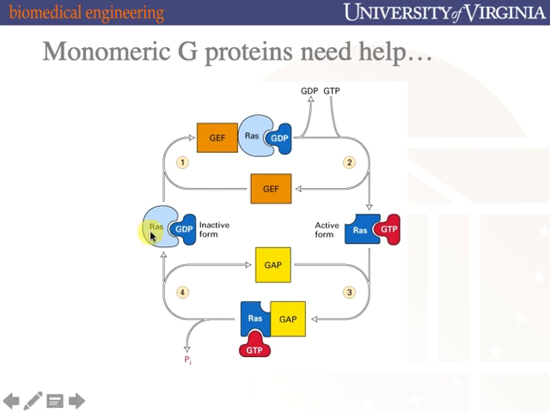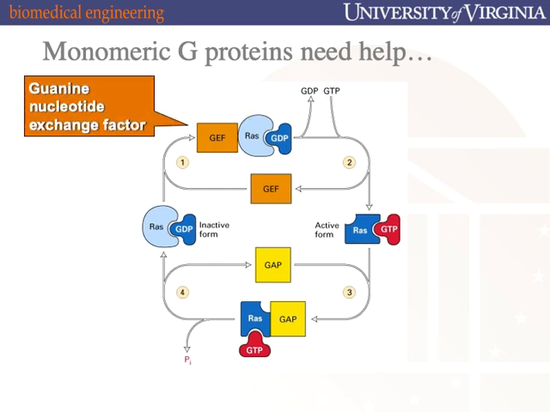We'll start this slide over on the left-hand side of inactive RAS bound to GDP. What needs to take place for this exchange to occur is that inactive RAS must interact with another class of proteins called GEFs, guanine exchange factors, that facilitate the removal of GDP and the binding of GTP to convert RAS into its active state. And you'll see an example of a GEF in a moment.